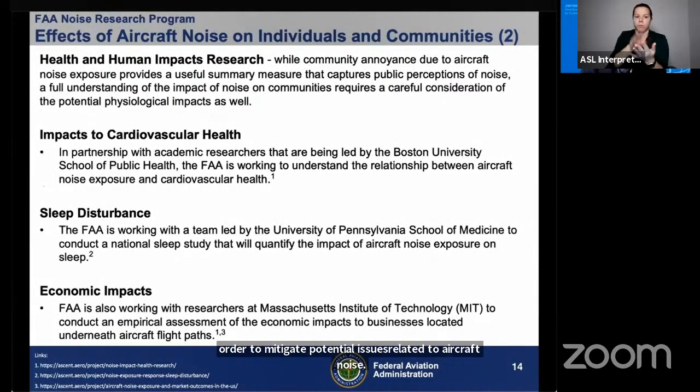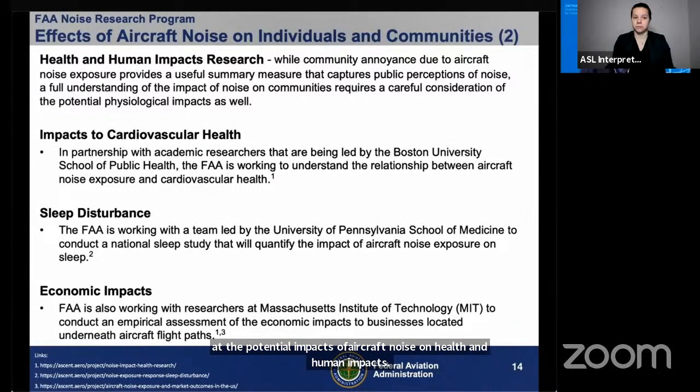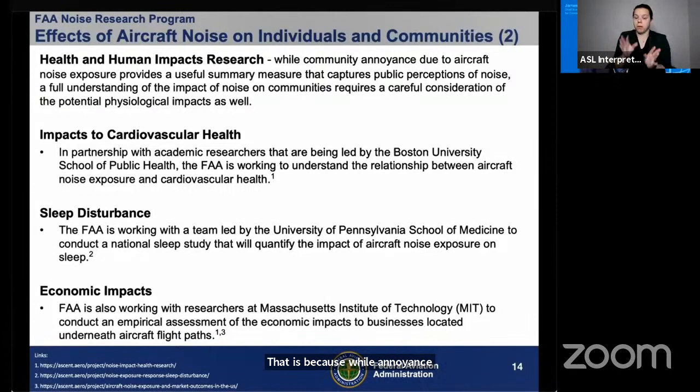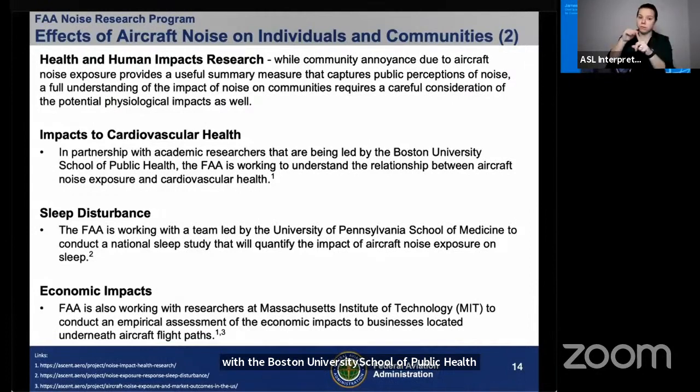In addition to those efforts, we have a robust program looking at the potential impacts of aircraft noise on health and human impacts. That's because while annoyance provides a useful summary measure that captures public perceptions of noise, a full understanding of the impacts of noise on communities requires a careful consideration of the potential physiological impacts as well. Along these lines, we have a longstanding research partnership with the Boston University School of Public Health to understand the relationship between aircraft noise exposure and cardiovascular health. To do this, we're leveraging some longstanding and very well-respected health cohorts and adding aircraft noise as one of the potential confounding factors in health outcomes.